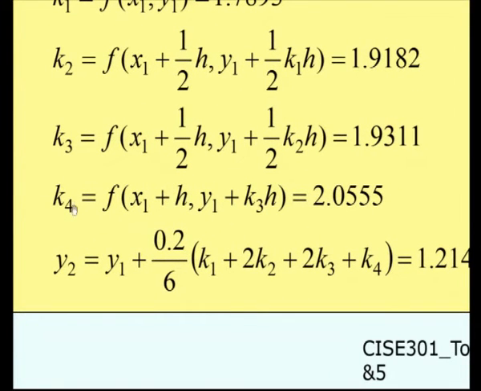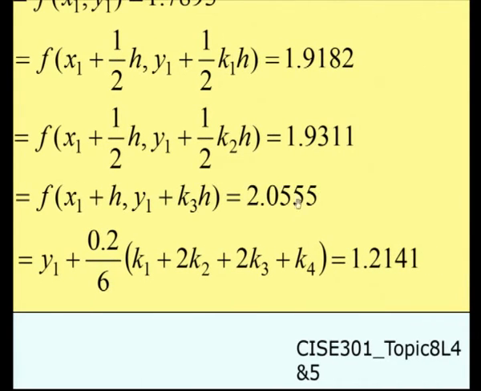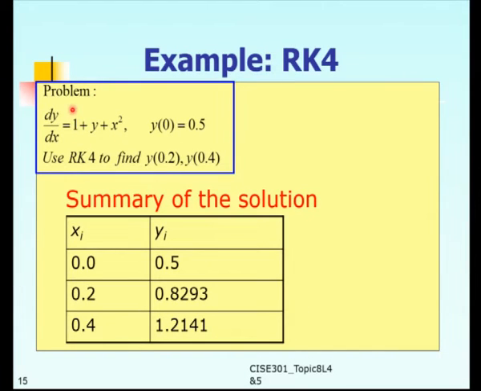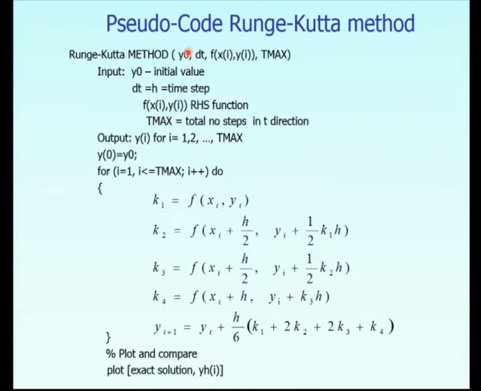and k4, the x component is incremented by h, the y component is incremented by k3 h, and I get this. Then after substituting I am getting these values. For this problem with this initial condition and using the fourth order Runge-Kutta method, this is the initial value, this is the first step value and this is the second step value. Now, I will explain the pseudocode.